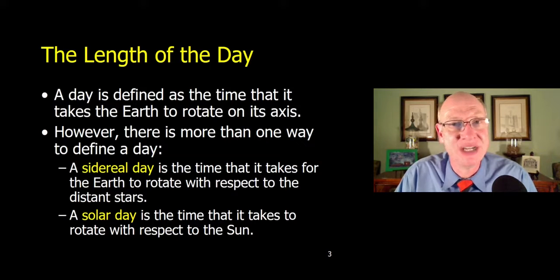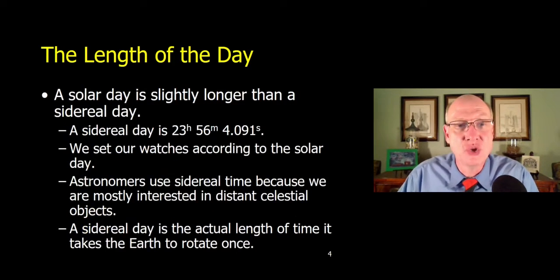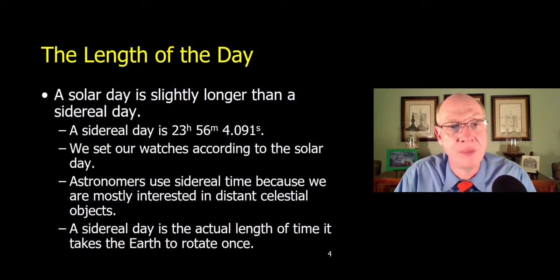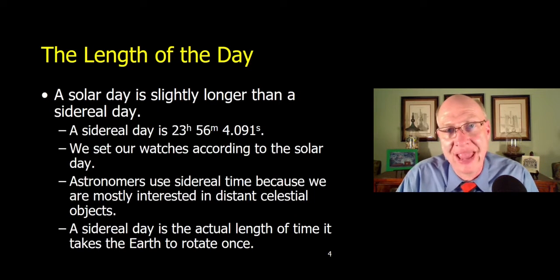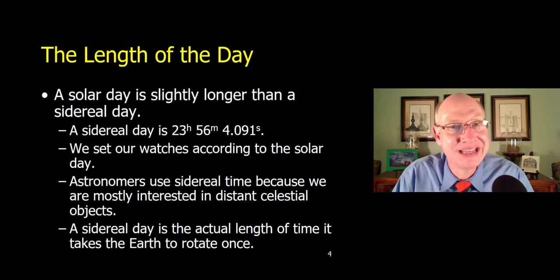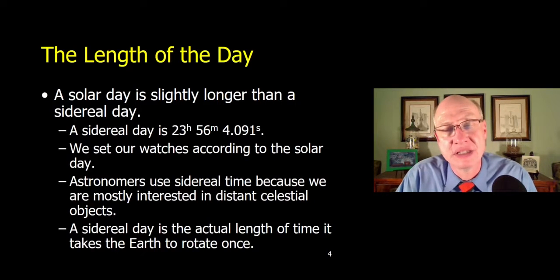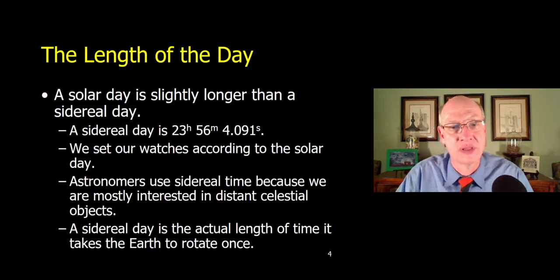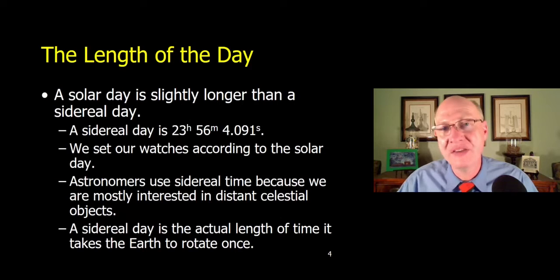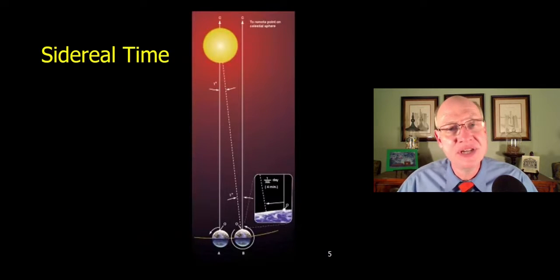Astronomers use sidereal time. And the two of them differ by a little bit less than 4 minutes a day. A solar day is slightly longer than a sidereal day. A sidereal day is about 23 hours, 56 minutes, and 4 seconds. As I said, we set our watches according to the solar day. Why are these two different from one another? Well, they're different from one another because, let's look at this diagram right here.